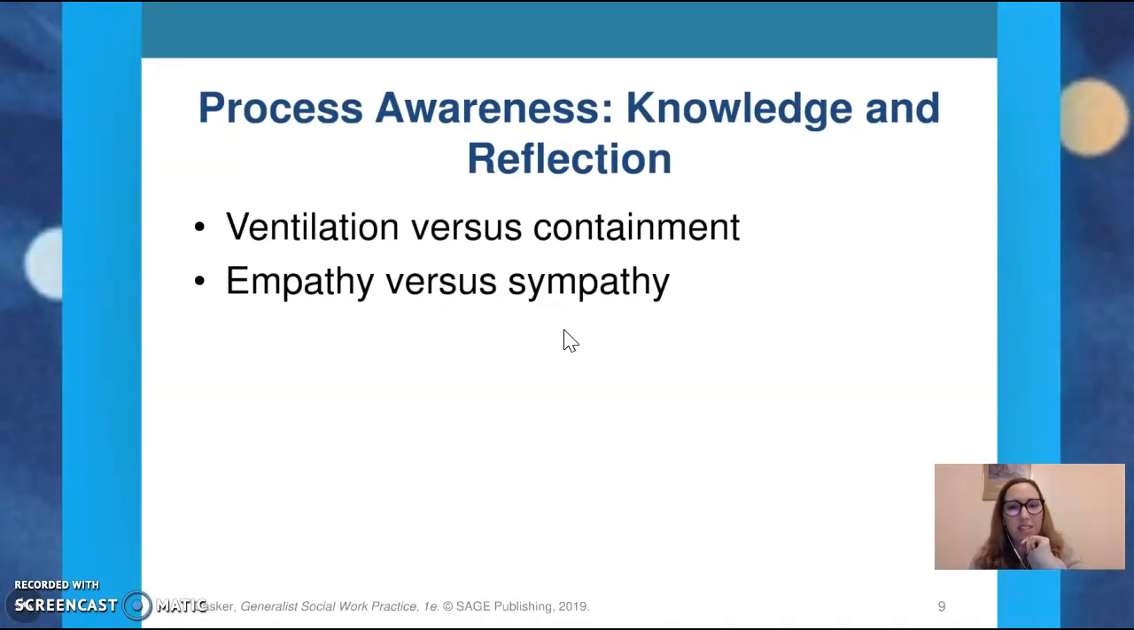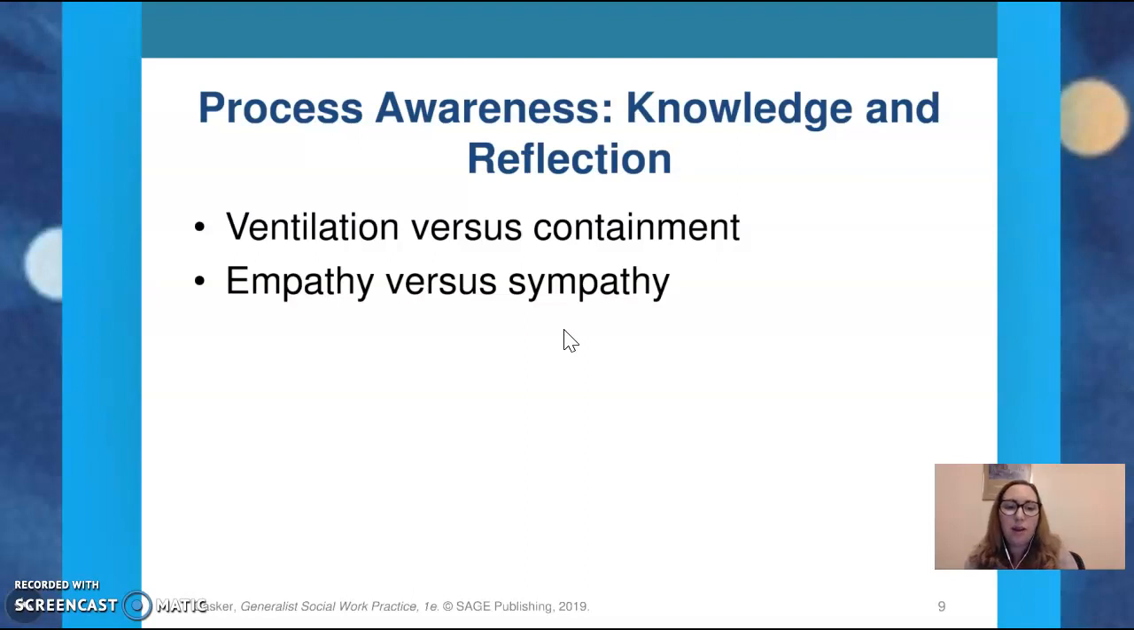A couple other things to think about. There are appropriate times to really let our clients vent and just get those feelings out and let them go. And there are times when that can get in the way and we really might need to contain them a little bit because we're exceeding the boundaries of the relationship. And so judging that, reflecting on that can be important and help you move in a particular direction.